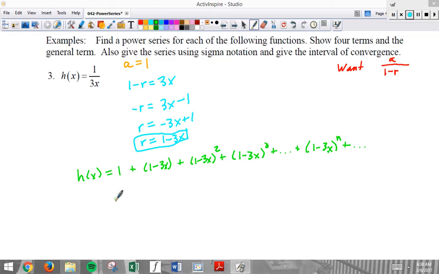So what is this equal to in sigma notation? n equals 0 to infinity, a is 1, r to the n. That's it.